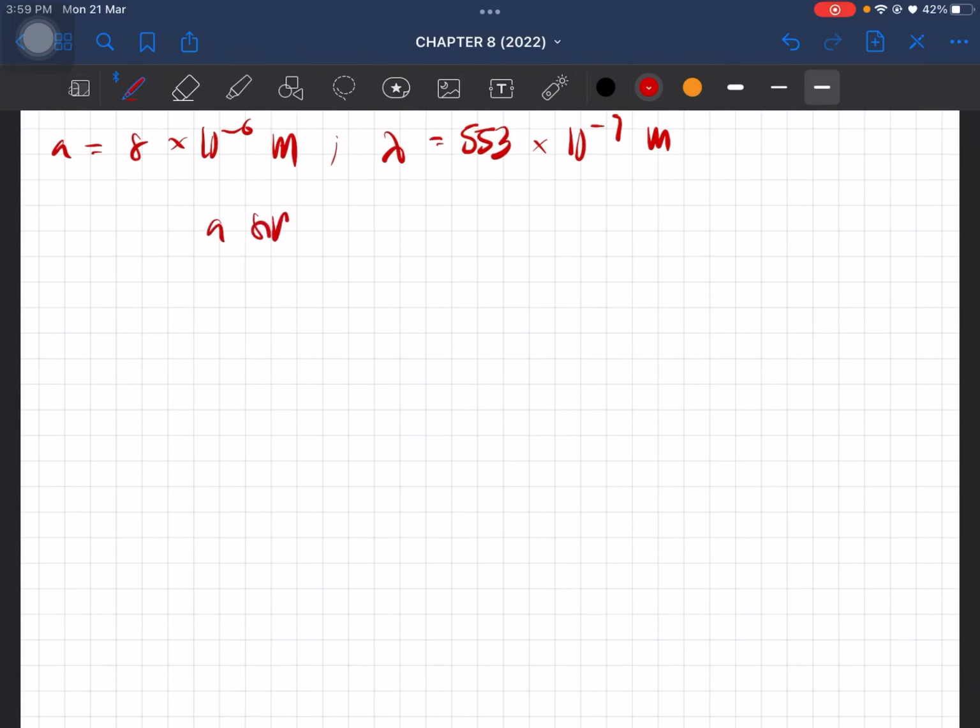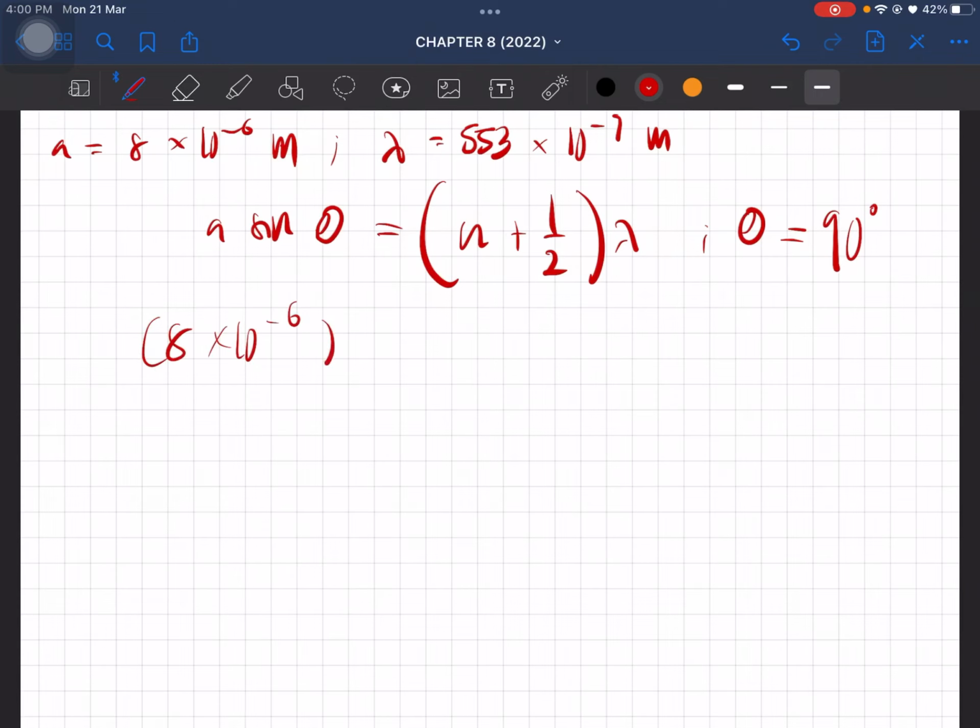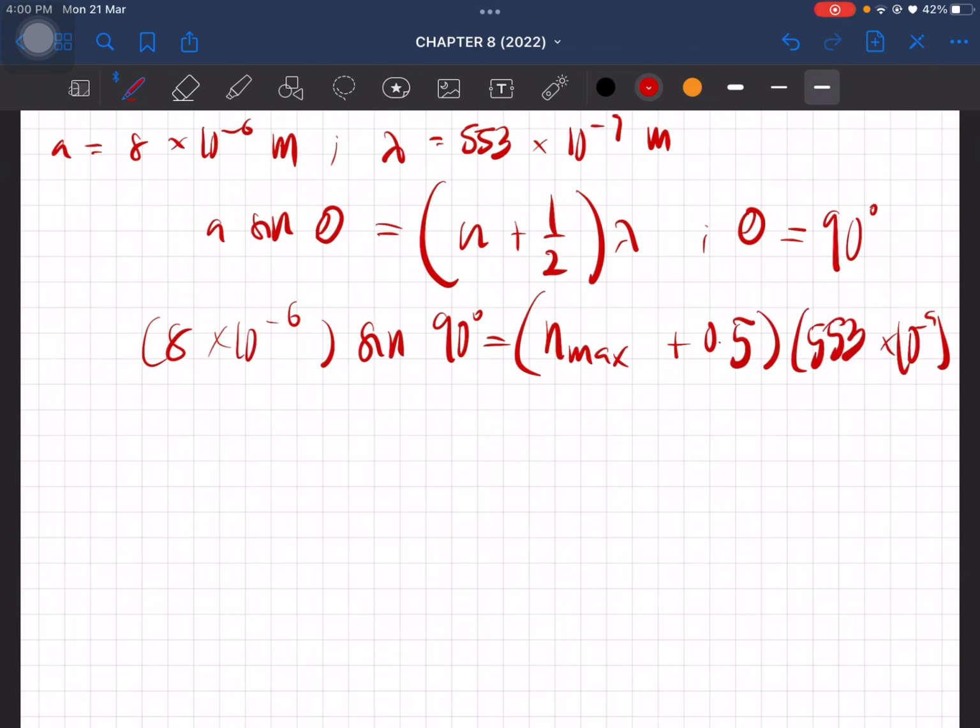So we know that this is the equation for maxima fringe. Remember the theta should be 90° if we want to calculate the maximum number of fringes. So 8 micrometer times sine 90°. We are looking for the maximum number of fringes, plus 0.5, which is just half, times this. So we will get the maximum number of fringes as 13.97. Round this, approximately 13.